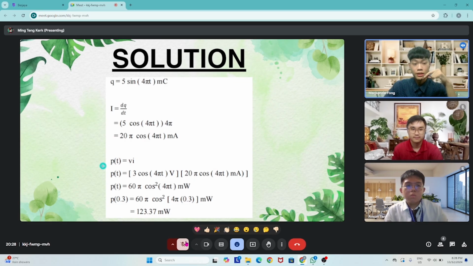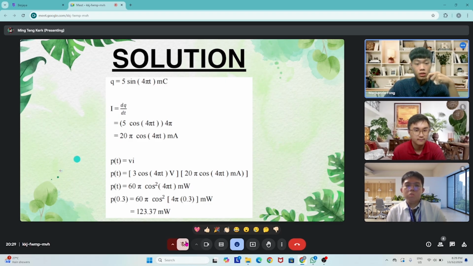Thank you, Tan Po Zeng, for explaining the example. Now, we have the equation for charge, which is q equals 5 sin 4 pi t millicoulomb. In order to find the equation for current I, we will use the formula I equals dq over dt, which is to differentiate the equation of q. We will obtain 5 cos 4 pi t times 4 pi. By combining those terms, we obtain the final equation for current I, which equals 20 pi cos 4 pi t milliampere.